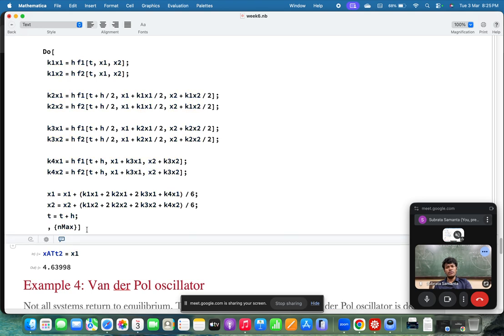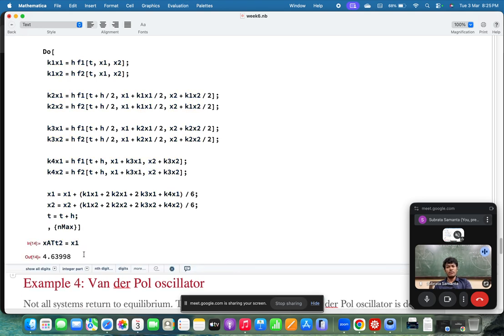Once you do that, your x at t equals 2 is basically x1. So this is 4.63998.